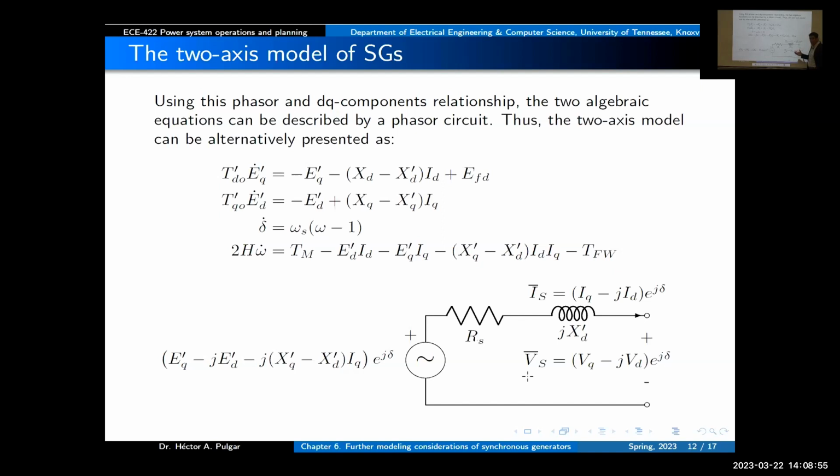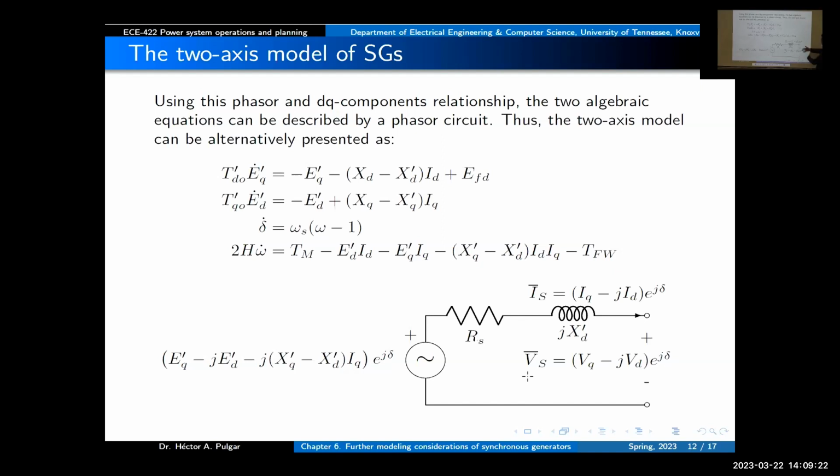Do we like this? Yes, because these algebraic equations are expressed in terms of a circuit that we can connect to the rest of the circuit for the grid. So we can put them together. Yeah. So that's the model. Any questions so far? Because we're going to use this and we're going to expand this and put in more machines. Are we okay with this?